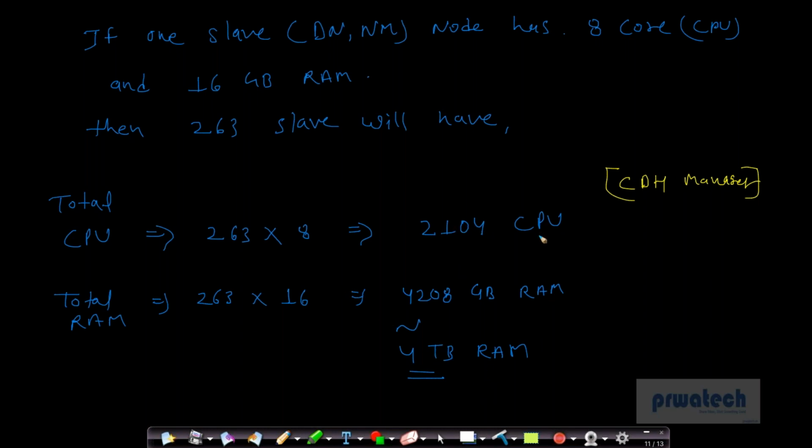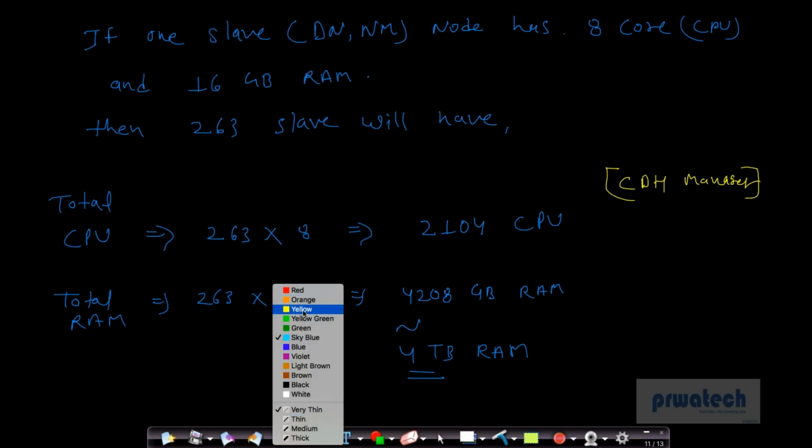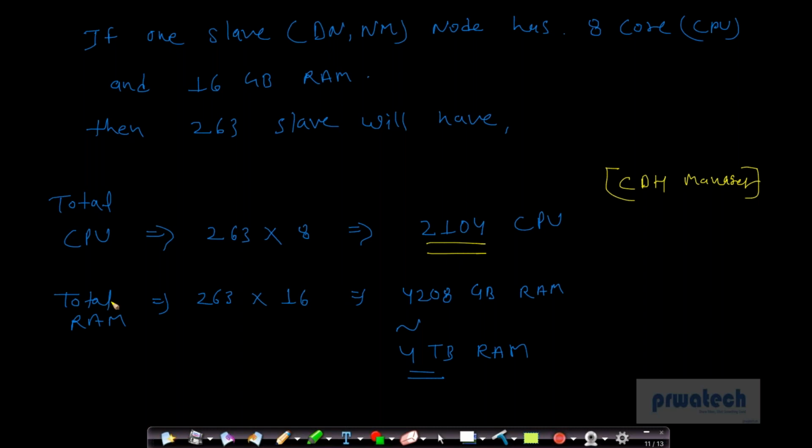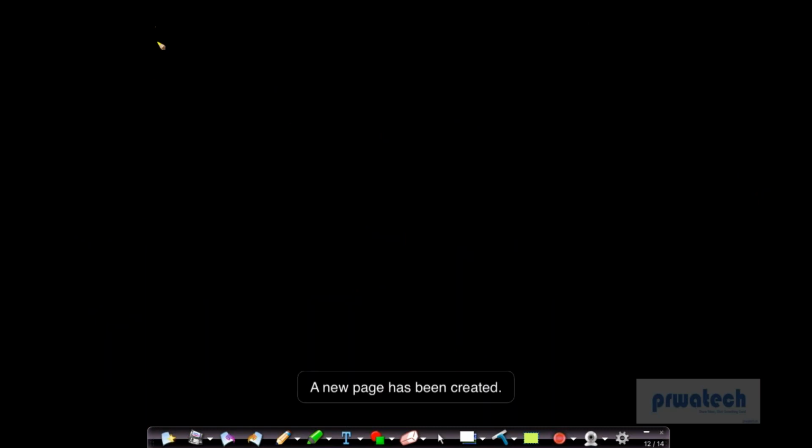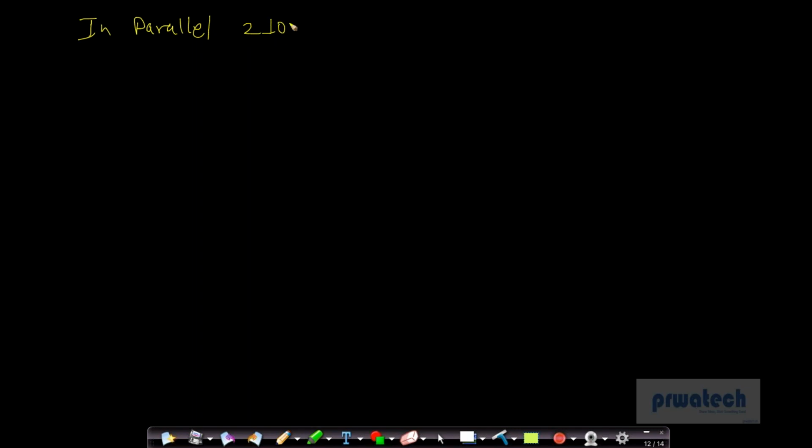Now 2104 is the CPU count, so how many tasks can we run in parallel? I think the answer is in front of you. If 2104 CPU is there, it means I can run a maximum of this many tasks only. In parallel, 2104 tasks can be submitted to a cluster.